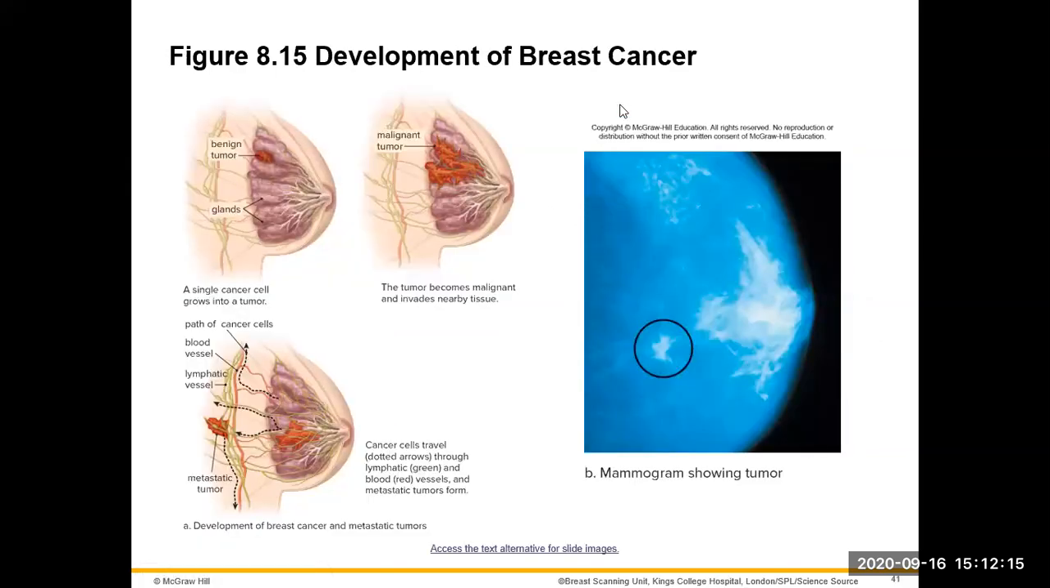This is the development of breast cancer, which is a benign tumor that becomes a malignant tumor and then breaks away. And yeah, this is a metastatic tumor. It was small and then it's growing, becomes malignant or bad, and then breaks away, like you can see from the picture.